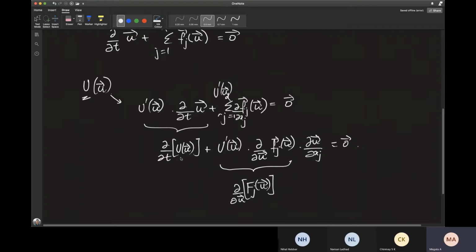U is a scalar function, okay? This is a scalar function of a vector. Its domain is a vector.